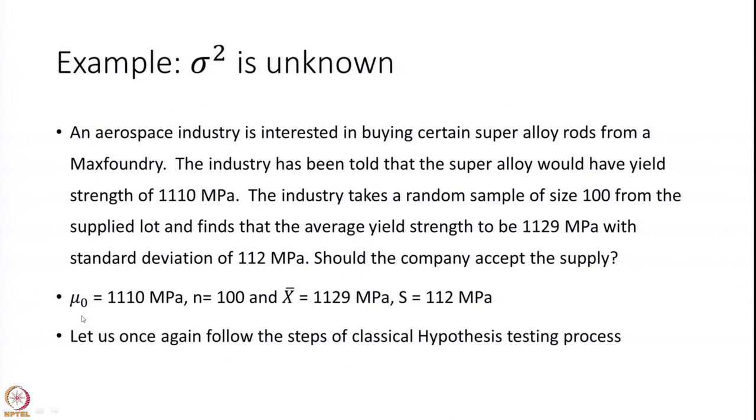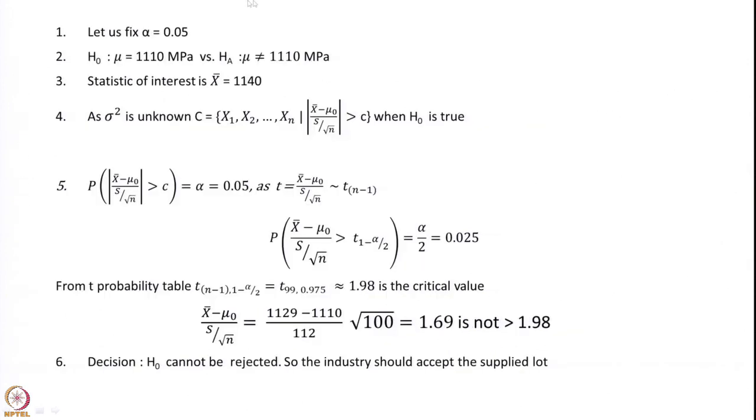So here we have mu 0 equal to 1110 MPa, which is what the company has claimed, n is 100, x bar is 1129 MPa, and sample standard deviation is 112 MPa. So we follow the 6 steps, fix alpha same 0.05. We have mean is equal to 1110 MPa versus mean is not equal to 1110 MPa.